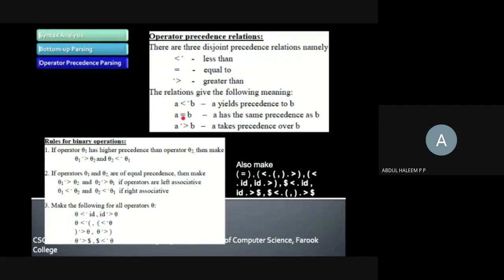Suppose that A equal to B is specified. In that case, A and B have the same precedence, as in multiplication and division. We know that multiplication and division have equal precedence, and addition and subtraction have equal precedence, whereas multiplication enjoys higher precedence over addition. So with A greater than B, A takes precedence over B. This sentence is clear, whereas yields is a new word. That's what I told you. This is just the opposite. Yielding means A is having lesser precedence. The same less than, equal to, and greater than can be read. So if you read like that, these meanings will be clear for you.